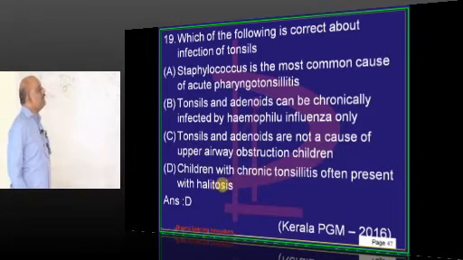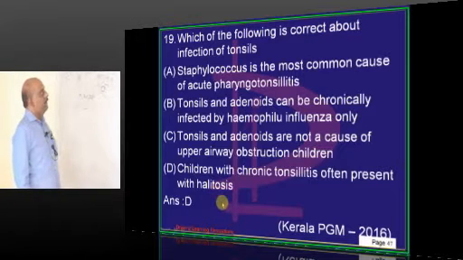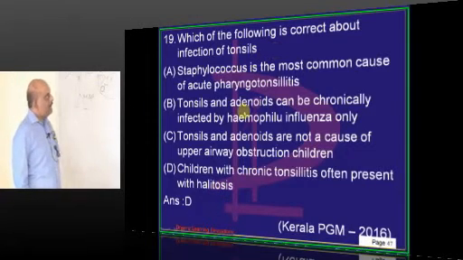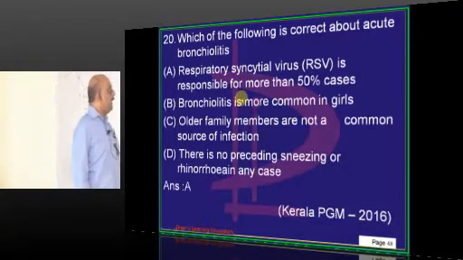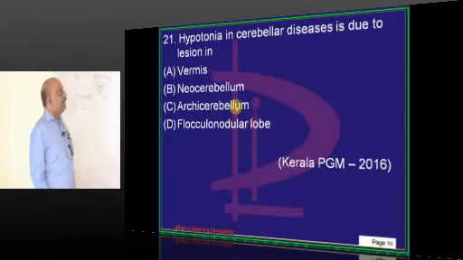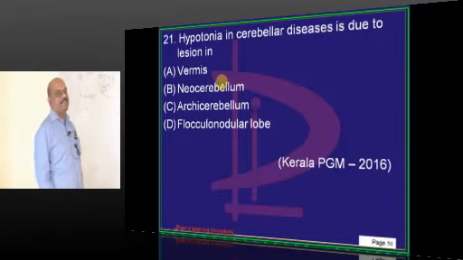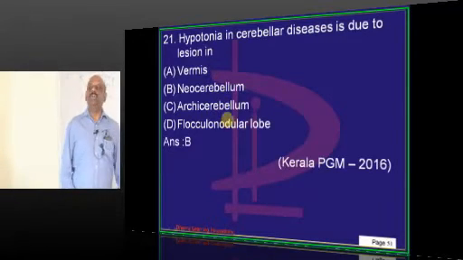Now, children with chronic tonsillitis will have halitosis, bad breath. So, what is the most common cause, madam, for pharyngotonsillitis? Is it staph or strep? So, throat is strep only, no? Bronchiolitis, respiratory syncytial virus is responsible. This is a little common sense question. You should have some background knowledge for this.